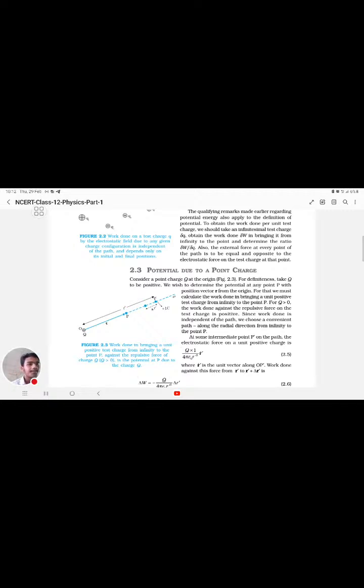And yeah, I would suggest you all take a notebook and a pen so that it will be easier for you to write certain things, which will be useful in later parts. So for definiteness, take capital Q to be positive. I don't know the fascination with taking that particular thing as positive. Fine, great, let's take it as positive.